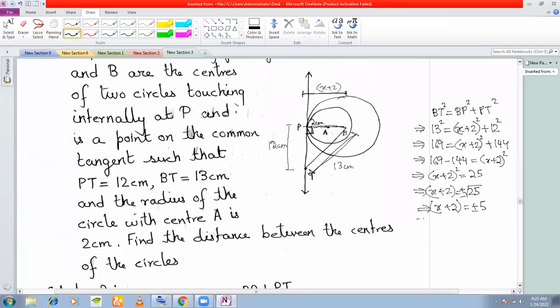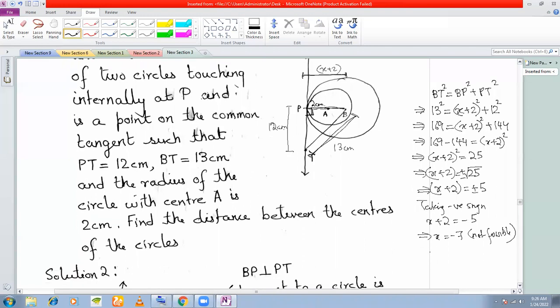Now, if you take the negative sign, you get x plus 2 is equal to minus 5. That means you're getting x is equal to minus 7, which is not possible. Radius cannot be, or the distance cannot be negative, right? Taking positive sign, what do you get? x plus 2 is equal to 5. That means you get x is equal to 3 centimeters, right? And we had taken the distance between the centers to be x, and that is what the question was, to find out the distance between the centers.